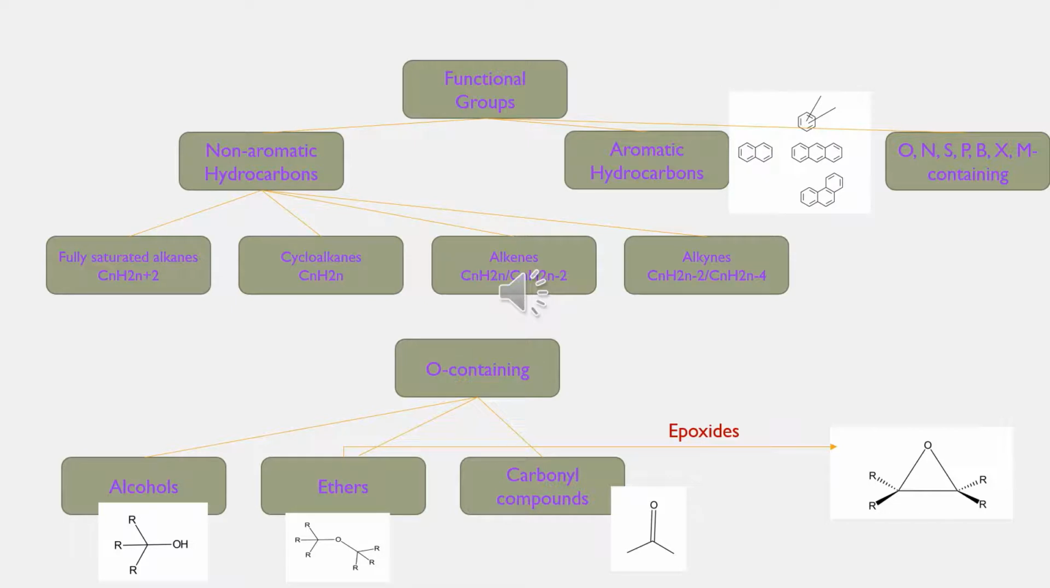Then you have your cycloalkanes, which have no double or triple bonds, but have one ring. And those have the general formula CnH2n. Then you have your alkenes, which of course is a carbon-carbon double bond, with the formulas that you see there. And you have your alkynes, which is your carbon-carbon triple bond. Those all fall under the category non-aromatic hydrocarbons. Aromatic hydrocarbons, we already said, contain one or more benzene rings.